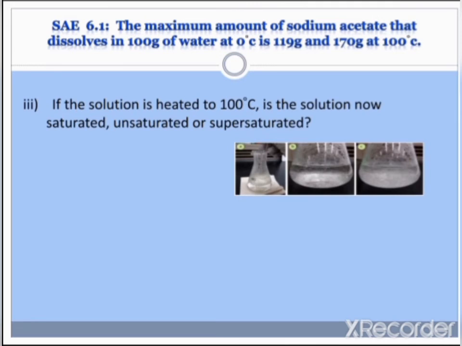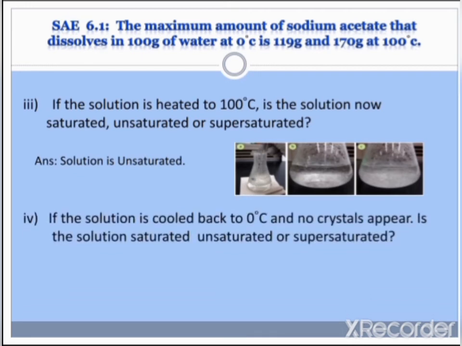If the solution is heated to 100 degree centigrade, is the solution now saturated, unsaturated, or supersaturated? As you already know, when a solution is heated, more solute will dissolve. At 100 degree centigrade, all the 170 grams of sodium acetate will be in the dissolved form. So the solution is unsaturated at 100 degree centigrade.